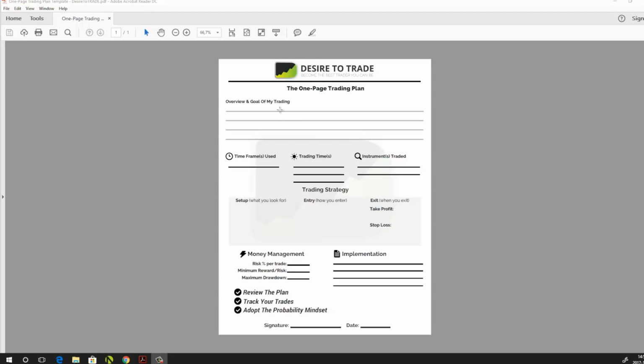Now, the very first section is about the overview and goal of your trading. This is really crucial because you need to have sort of a vision or a plan for what you want to accomplish in trading. It's good to trade for money, that's one thing, but you really need to have this why. And the why is what's going to keep you moving forward whenever you have a bad time in trading. This is your basic reason why you should stick to trading and why you need to keep going and trust the process over time. So fill this out.